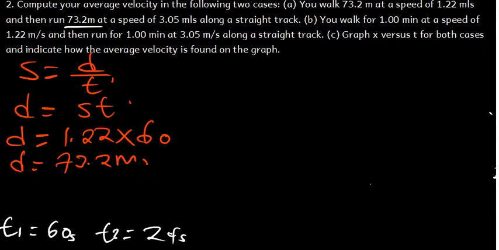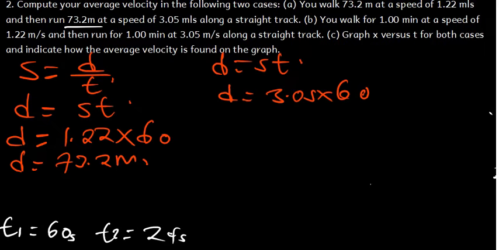Okay, now we need to find the second one. So the second one is going to be the same formula. Distance is equal to speed times time. So distance will be equal to the speed. Now we have been told that it is 3.05 times the same 60 because it's 1 minute. So we're going to have 3.05 times 60, which is going to be 183 meters.